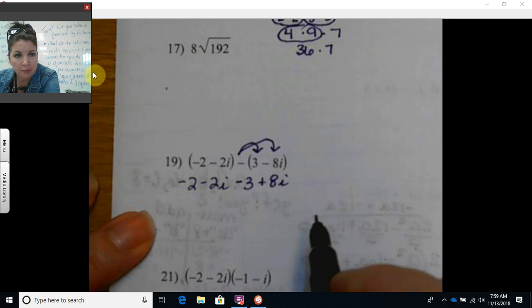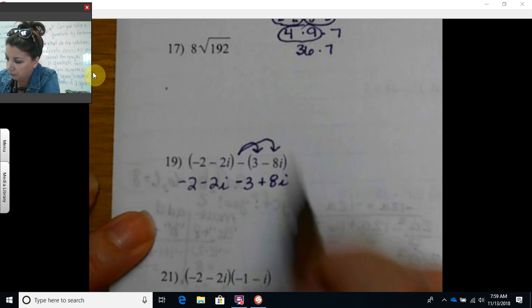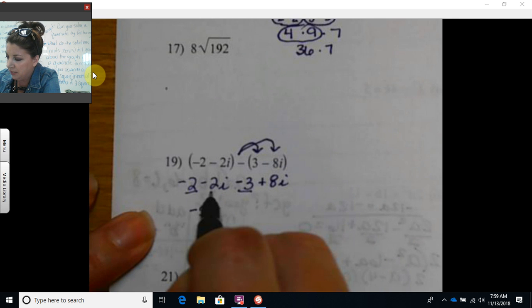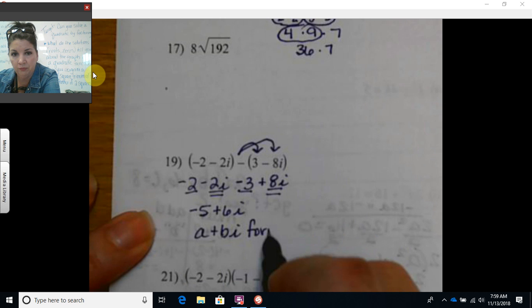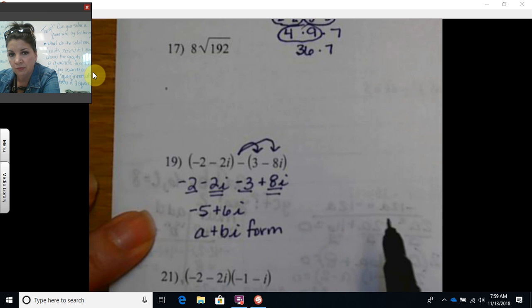Remember, you combine your real parts and your imaginary parts. So my real parts would give me negative 5. My imaginary parts would give me positive 6i. And make sure it's in a plus bi form. And I cannot combine real and imaginary parts. I can multiply them, I can divide them, but I can't add and subtract. Just like when you have regular old variables. Okay?